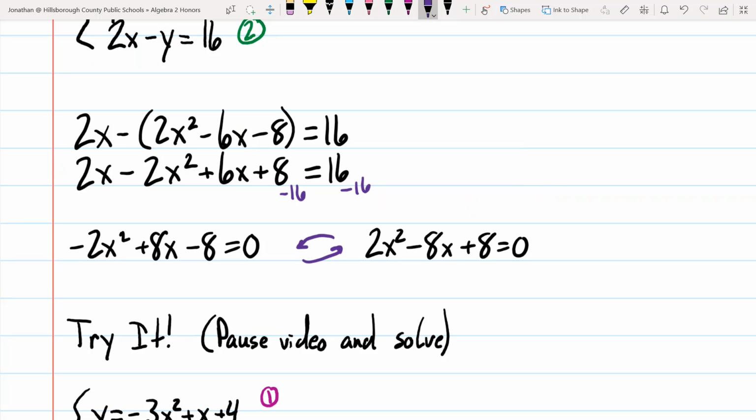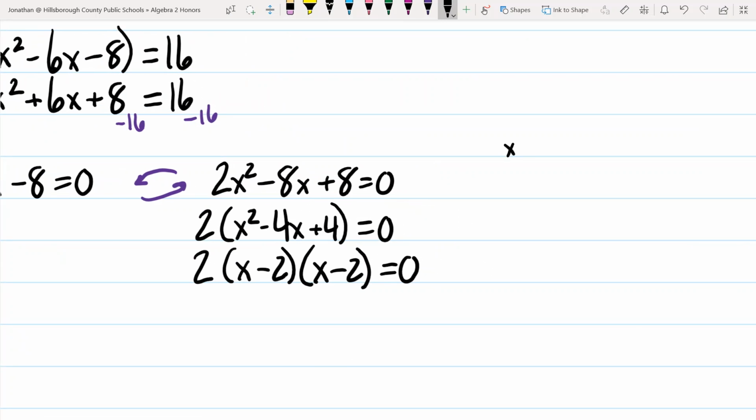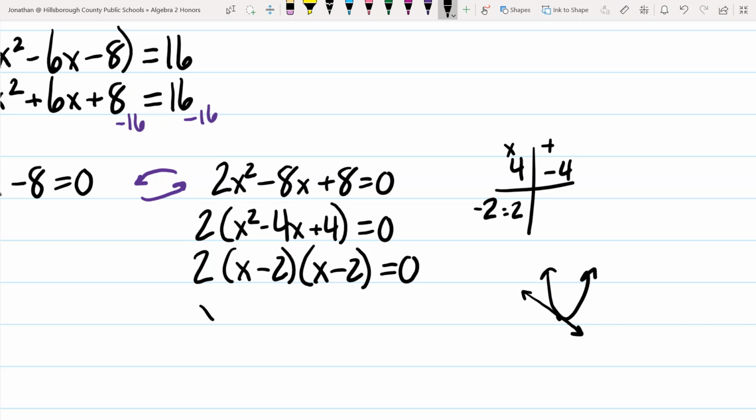All right, now this one I could do factoring. I think I might because this has a GCF. So when I pull it out, 2x squared minus 4x plus 4, x minus 2, x minus 2 equals 0. You might be wondering, how did I do that real quick? The only thing that can multiply to get 4 and add to get negative 4 is 2 times 2 of the negative variety. So this is an example of when we have a parabola intersected by a line at only one point.